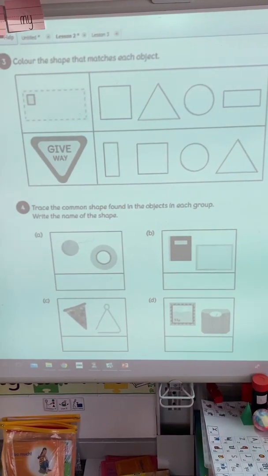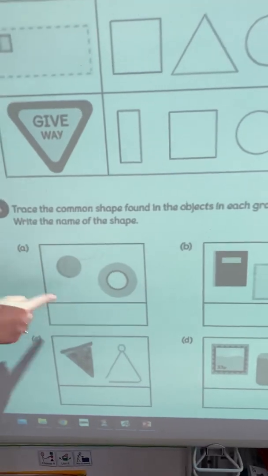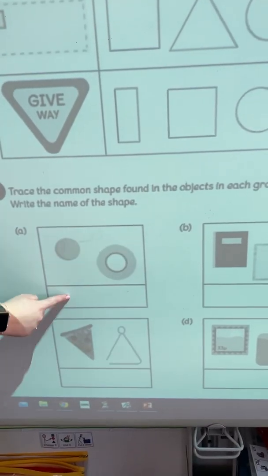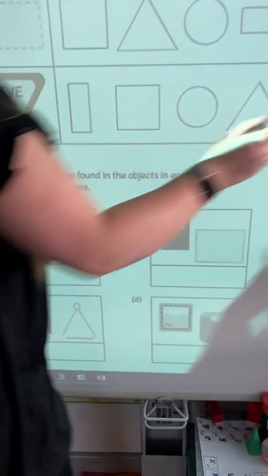These ones here, trace the common shape found in the objects of each group. So what shape is this? What shape is this? Write the name of the shape in there. Okay? And then you are finished.